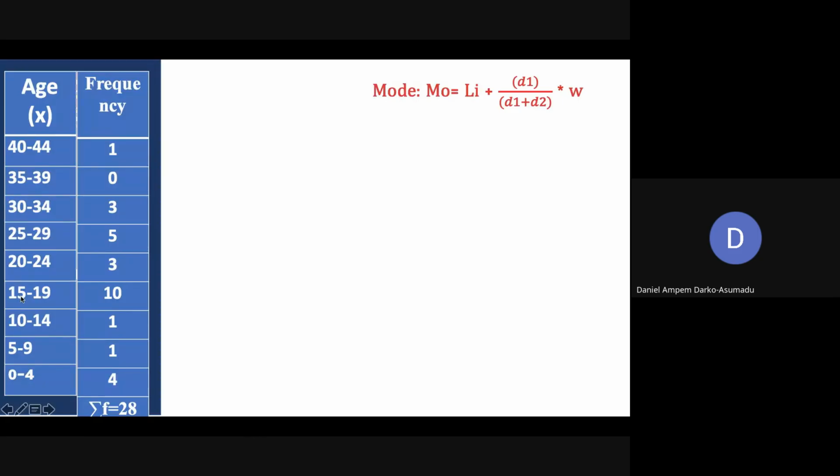How do we find class boundaries? I think you subtract 0.5 from 15. Yes. Then you add 0.5 to the 19. Very good. So the lower class boundary is the one with the lowest limit. And the upper class boundary is the one at the upper limit.